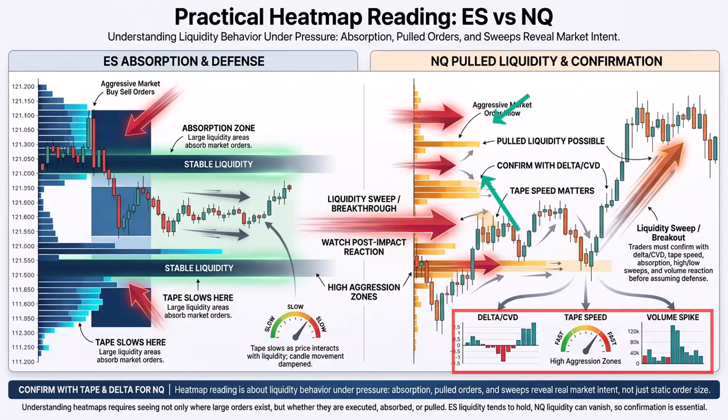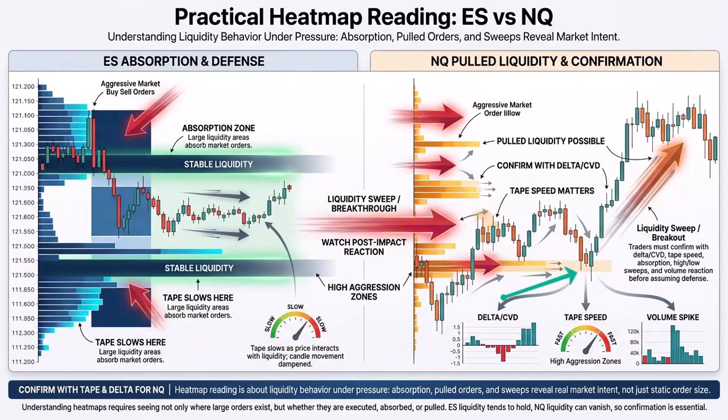delta/CVD, tape speed, absorption, high/low sweeps, volume spikes, and reaction after price reaches the liquidity zone. The key question is not only, where are the large orders? The better question is, when price gets there, do those orders actually trade or are they pulled? If price reaches a liquidity area, aggressive market buys or sells hit it, but price does not continue, that may be absorption. If liquidity disappears before price reaches it, that is usually pulled/canceled liquidity.